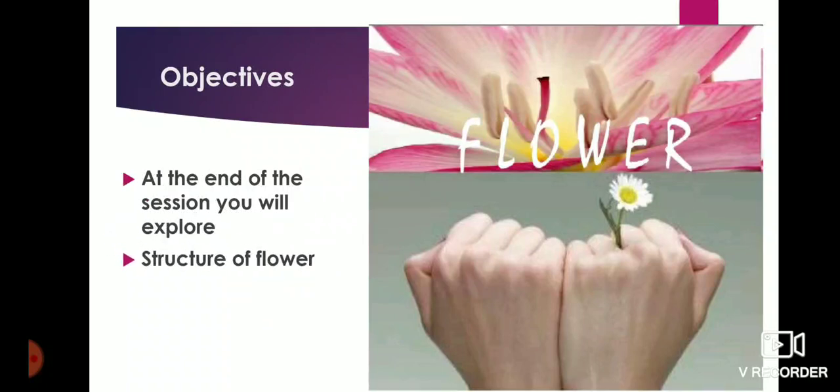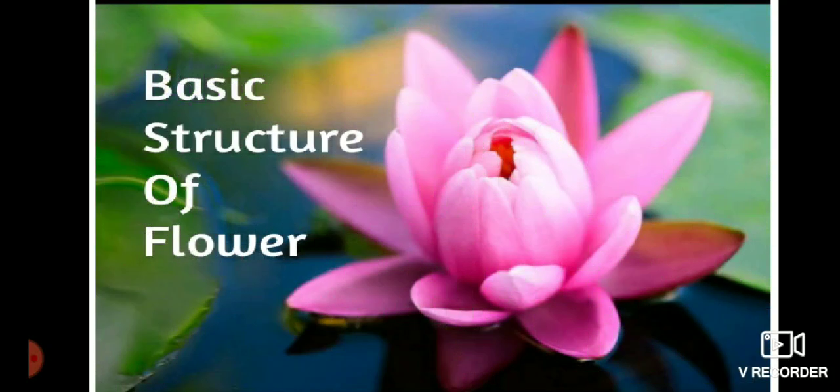Dear children, in our last classes, we have studied different parts of a plant like stem, leaf and roots. Today, we are going to study about the most beautiful part of the plant, that is flower. Basic structure of flower. Let us move.